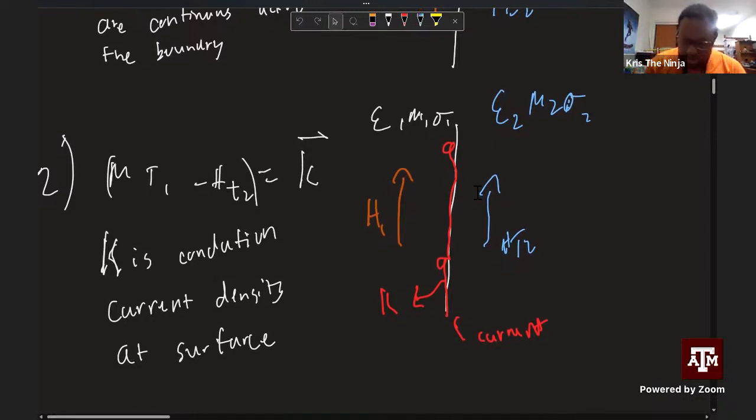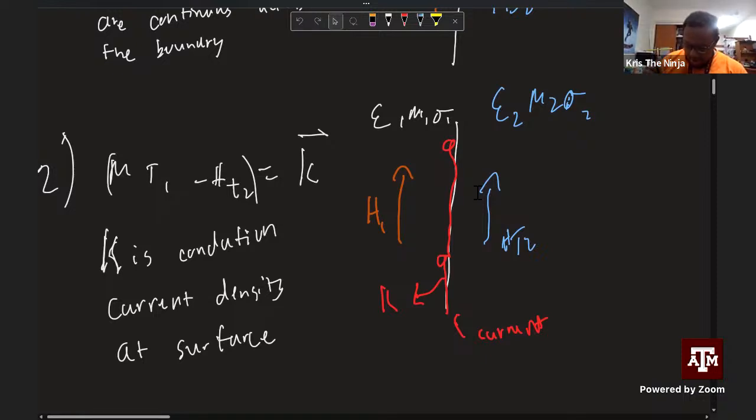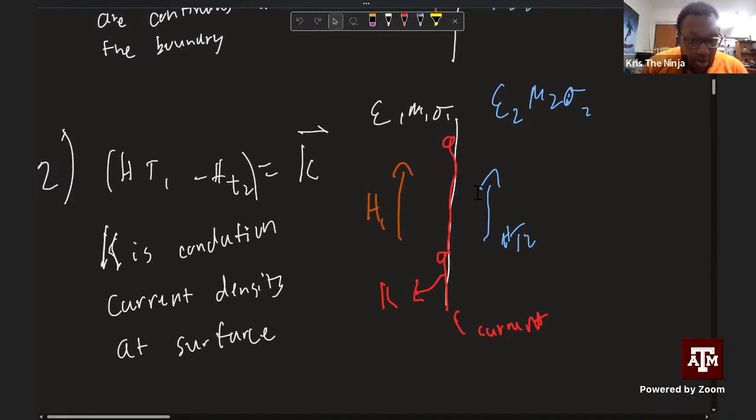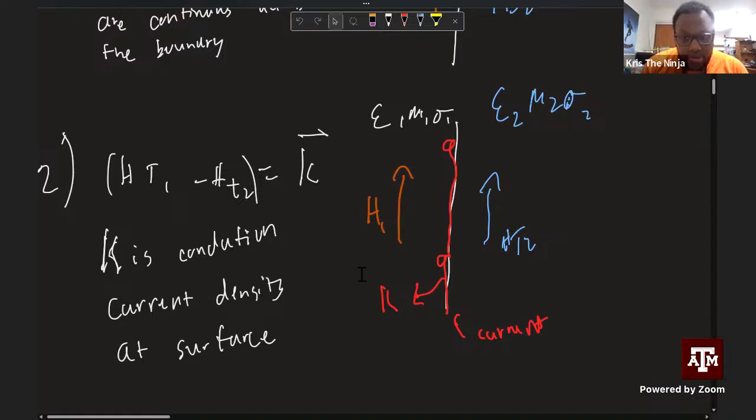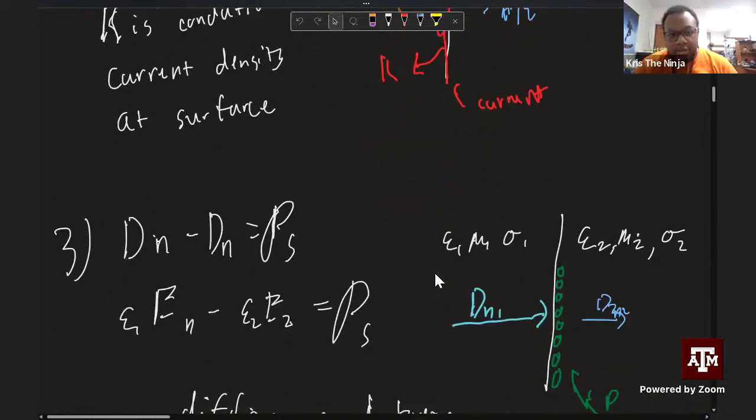That's supposed to be HT1, not mu T1. So H is a condition of current density at the surface. So there's H1 and there's H2. These two will subtract from each other, and then that's K. K is the condition for current. So when you have 2 H's, I believe those are magnetic fields, there's usually a current flow between the 2 plates.